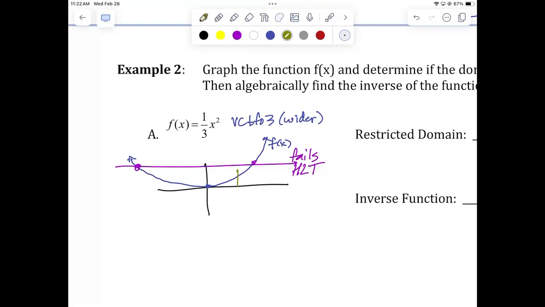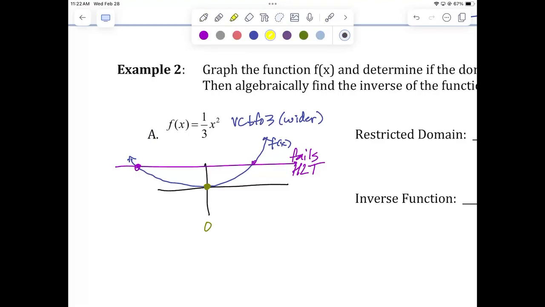Could I restrict it from 1 to infinity? Could I just look at these values? Would that be one-to-one? Yeah. It would be. But why am I leaving out the pieces before that? What we want to do is have the domain be as large as possible still. So instead of restricting it from 1 to infinity, what would be a better value to start from? 0. Let's start at 0, and then we'll use the rest of the graph.